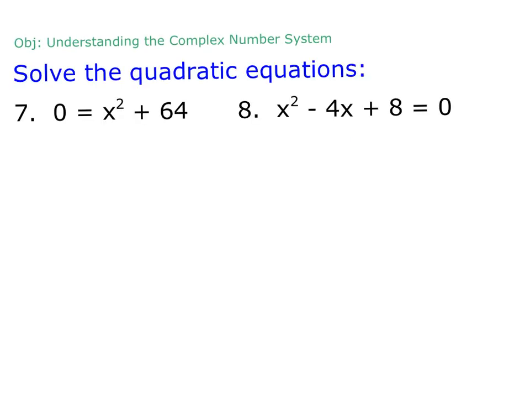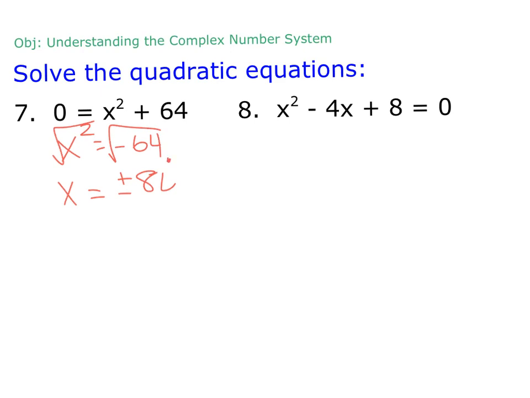All right, so pause the video and solve these. So number 7, I can move the 64 over. So x squared equals negative 64. Square root. Remember, when we do a square root, we need plus or minus. Square root of 64 is 8. We have a negative under the square root, so we have an i.